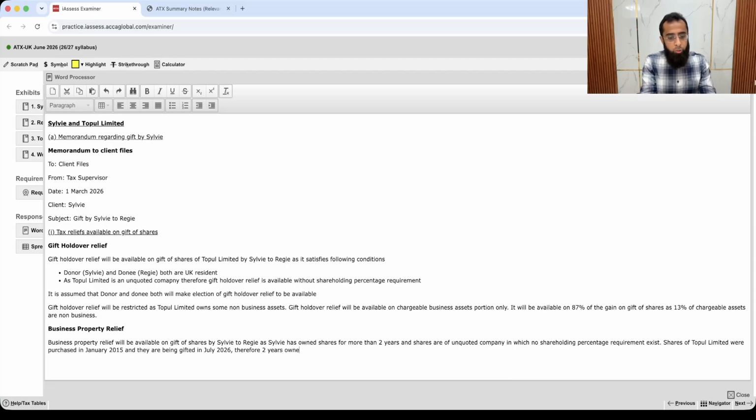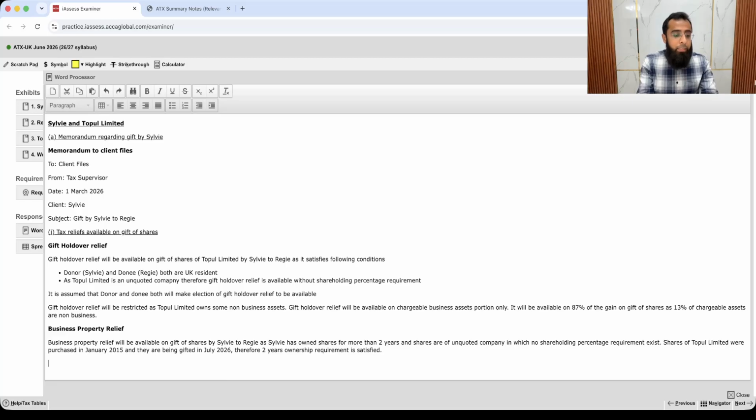Therefore, the 2 years ownership requirement is satisfied. Okay, what assumption are you making? Think about BPR. There is 2-year ownership, it's an unquoted company. So is there any assumption? Yes. In order for BPR to remain intact, it is necessary that the donee does not sell that asset before the death of the donor, or if he sells it, he will reinvest in qualifying assets.